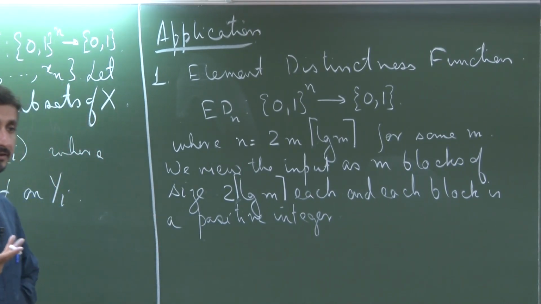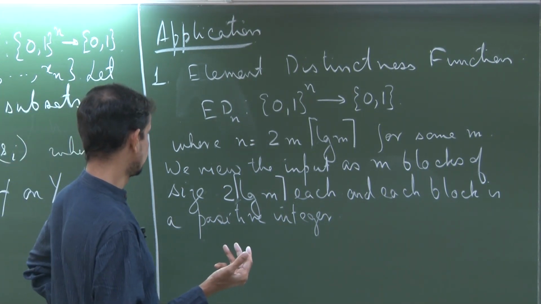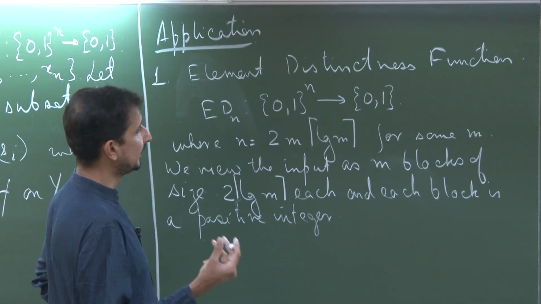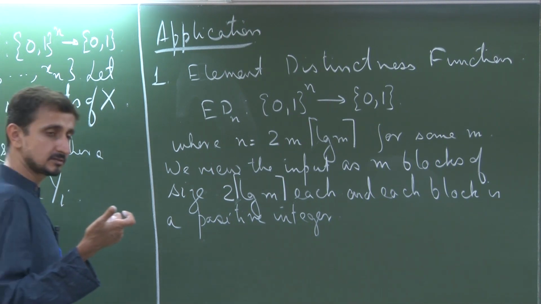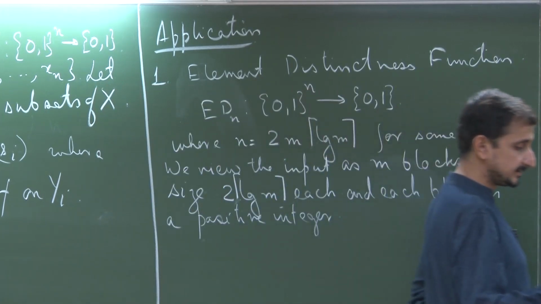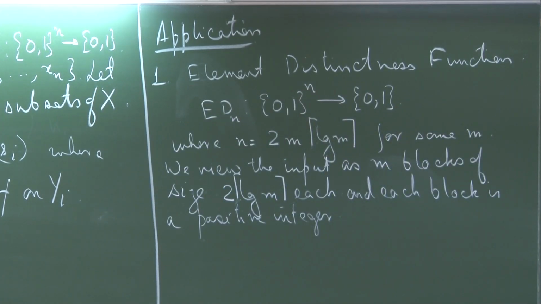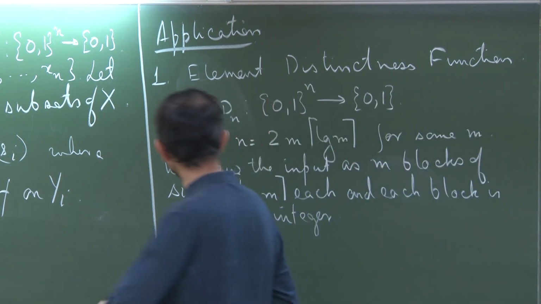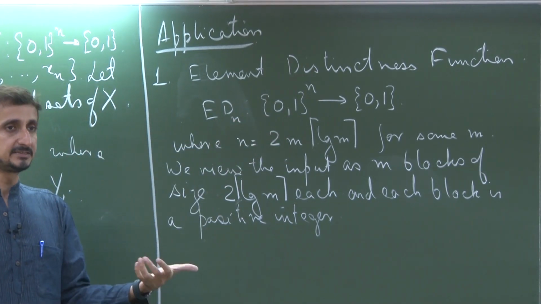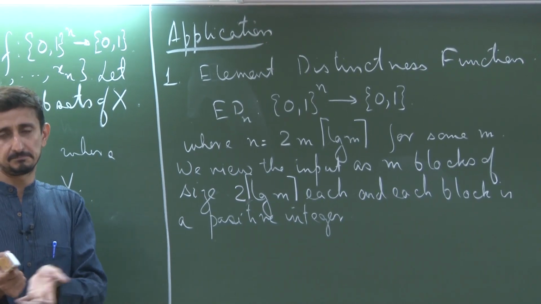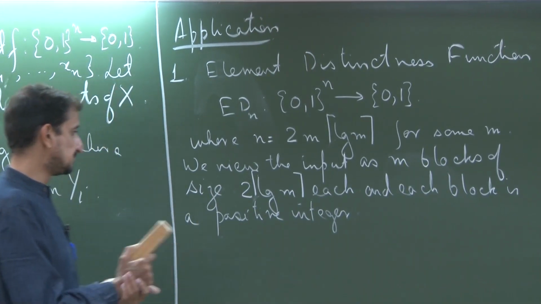So, each block encodes an integer. Basically each block would encode an integer between 1 and m square, because using 2 log m bits you can have an integer as large as 2 to the power 2 log m, which is m square. Okay. So, in some sense the domain can take m integers, where each integer is something between 1 and m square. Okay.